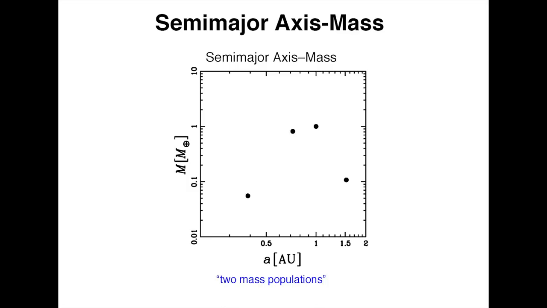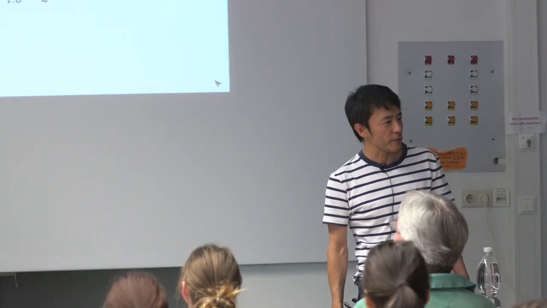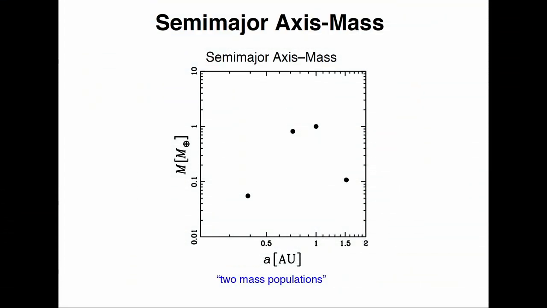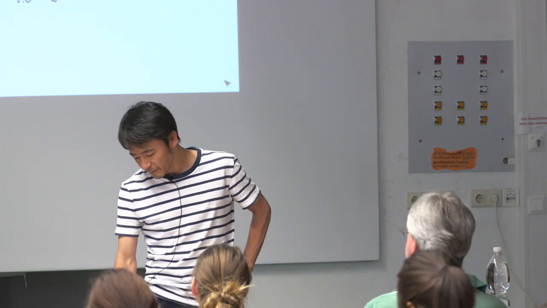And then this figure shows the mass against the semi-major axis. By looking at this figure, what do you think about the mass distribution of terrestrial planets in the solar system? From this plot, maybe there are two populations, right? The bigger ones and the smaller ones. This is Venus and Earth, and this is Mercury and Mars. So it seems there are two populations. Why? We'd like to explain this during the course of formation, right?